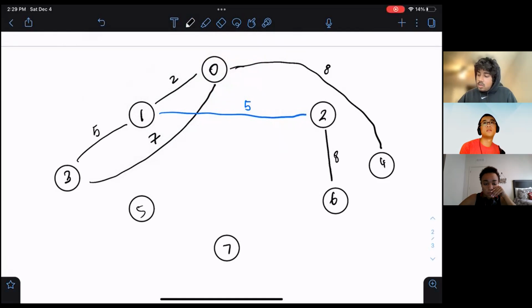And then 0 goes to 3, but we already did that, did we? We did. It's right here. Okay, yeah. Oh, you can't see it. Yeah, it's right there. And then 3 goes to 1 with the weight of 5. We did that. 3 goes to 5 with the weight of 5. And then 3 goes to 7 with the weight of 8.